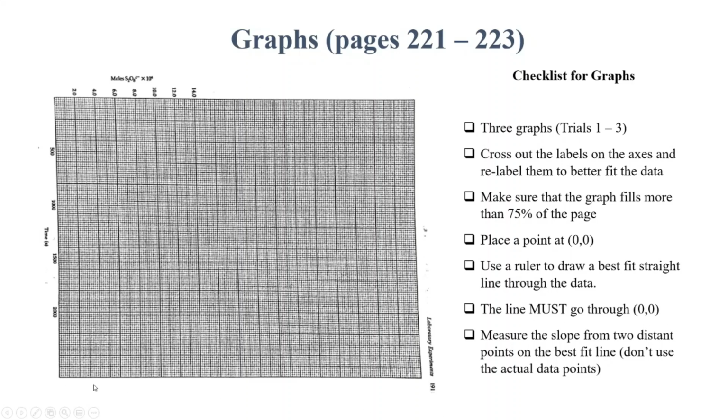And remember, that's because at time 0, none of the peroxydisulfate has been consumed. And then you want to make sure that you measure the slope from 2 distant points. So don't use the actual data points, but take the best fit straight line. Let's say the best fit straight line crosses right over here. That's a nice, convenient point to use because you can just read off those 2 points off the axis where it crosses a nice grid line crossing. So that's what I mean by being convenient. And don't use the actual data points.